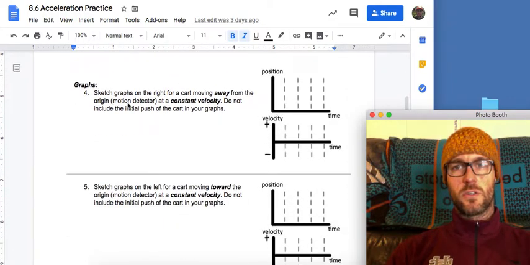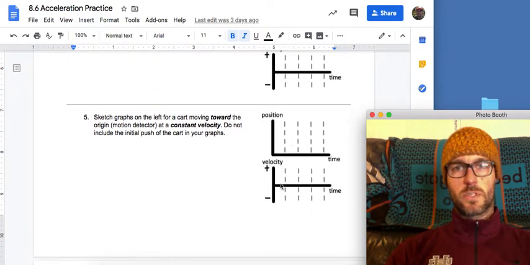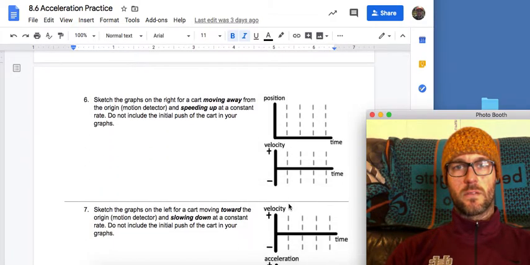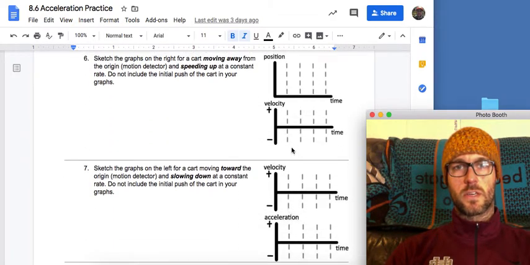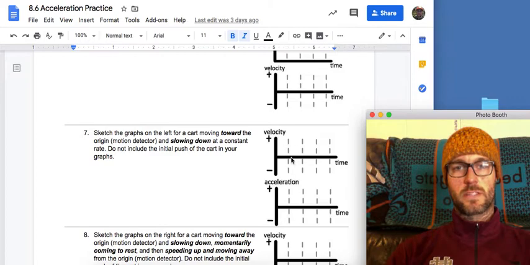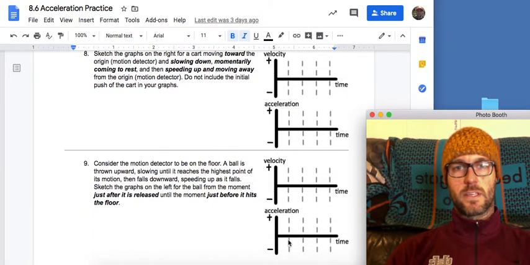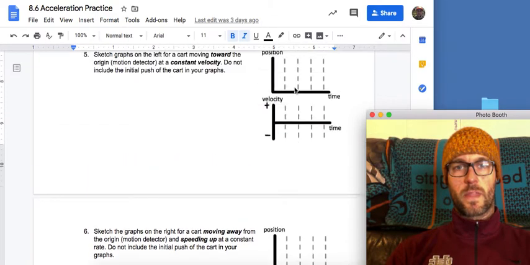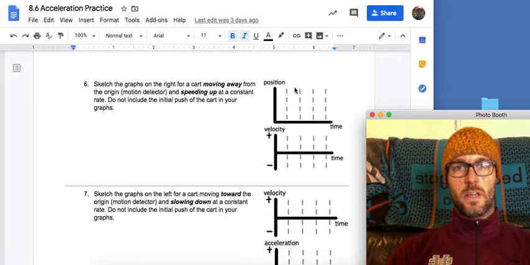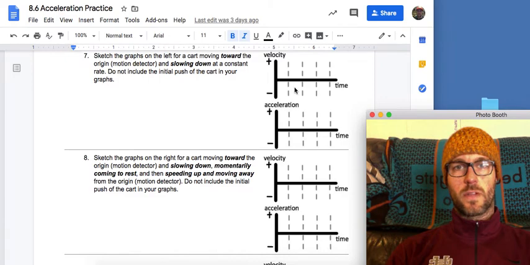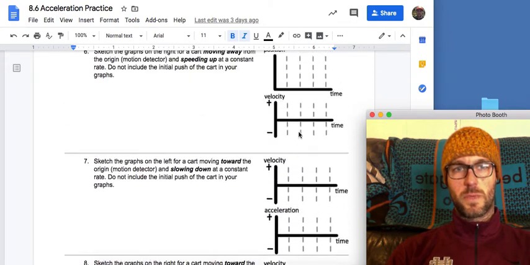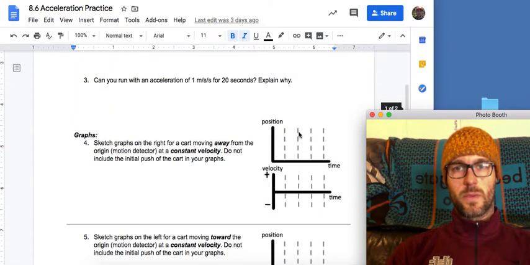Okay, so what you're going to do is sketch. This is a position time graph. This is a velocity graph. Position time, velocity. But make sure you're paying attention because right here is where it changes. Then you have velocity and acceleration, velocity, acceleration, velocity, and acceleration. So you got a few that are position to velocity, and then a few that go from velocity to acceleration. These will be the more challenging pieces of this document.